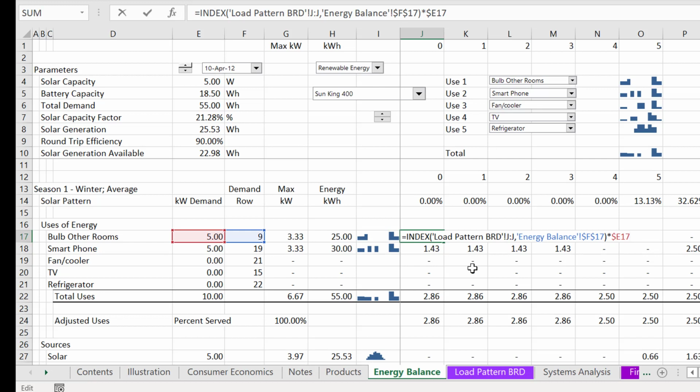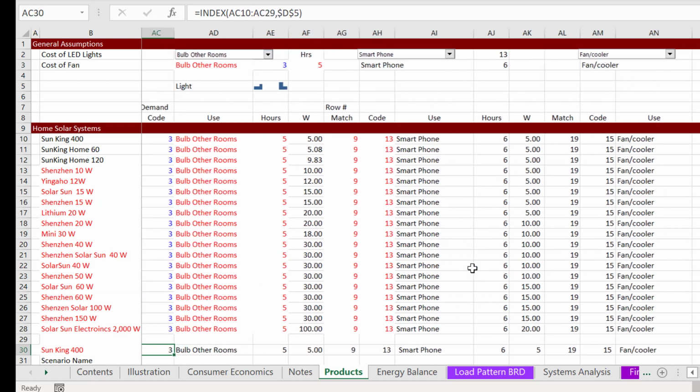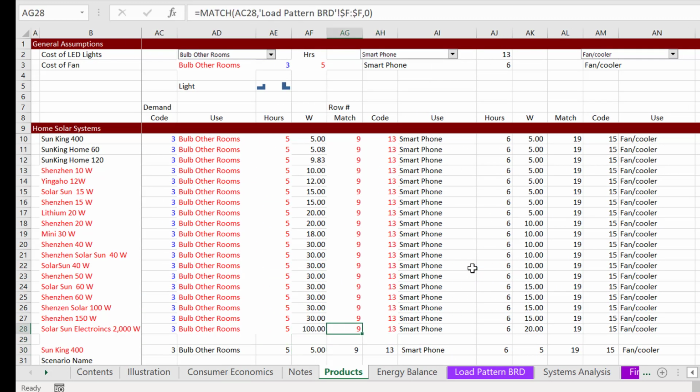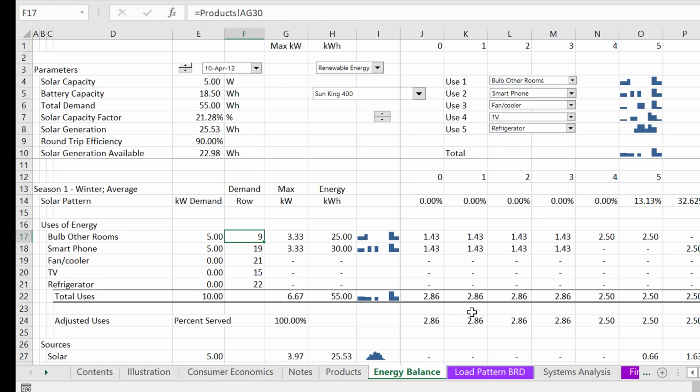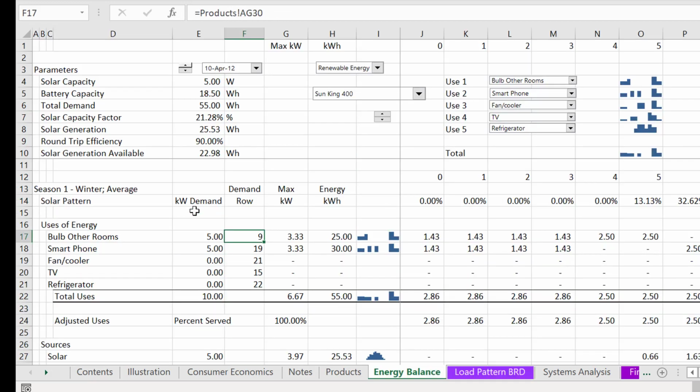To do this, you use the index function. This 9, everything comes from the 30. This 9 comes from down here. This is the match. Remember I said there was a match. The way the match works is it takes the code number, go to load in column F, and match that. And all you do then is if you take the entire column, it gives you the row number. So this is row number 9. So if we look at row number 9, this is the bulbs for the other rooms.